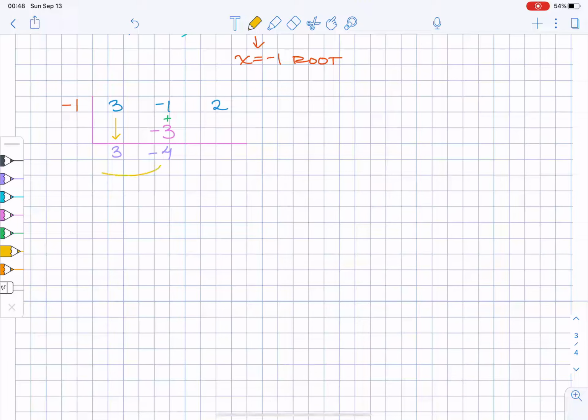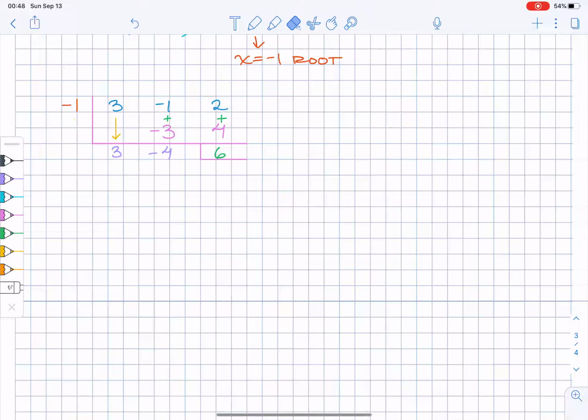So negative 4 times negative 1 is going to be positive 4. Going to add this column together, and I claim the remainder should be 6. Okay, well, let's see if that matches what we got before.